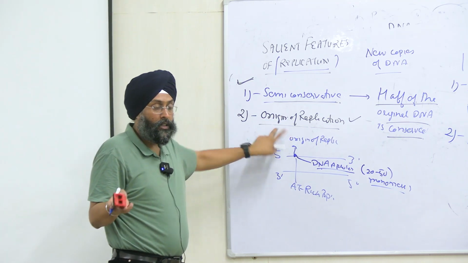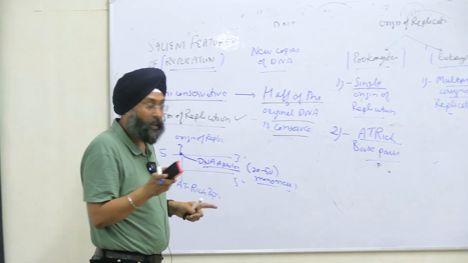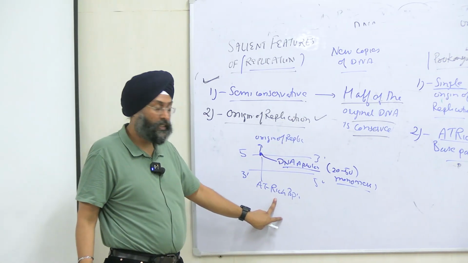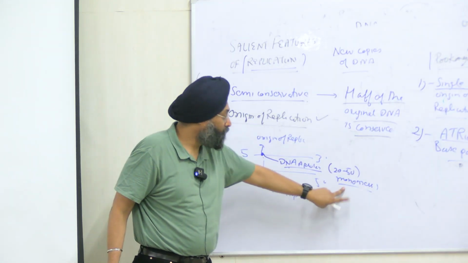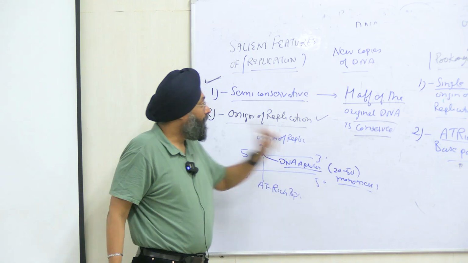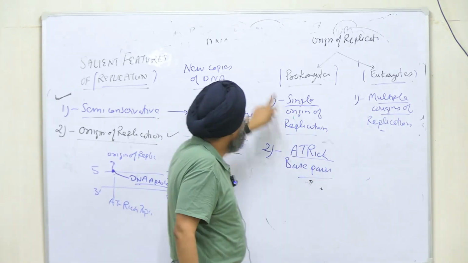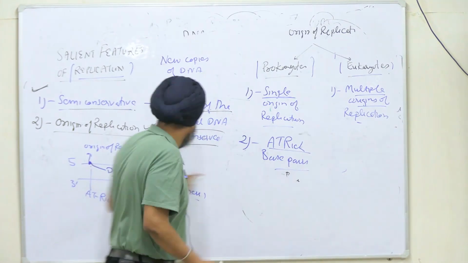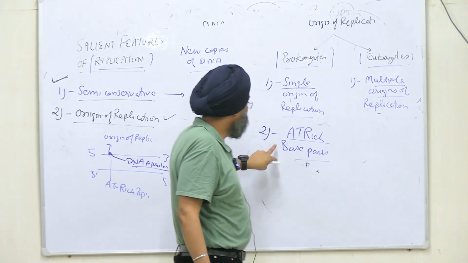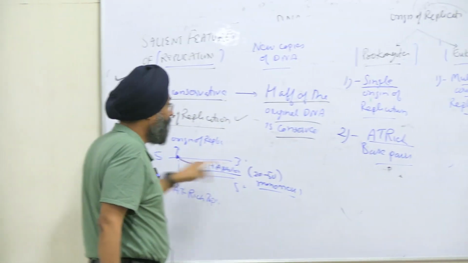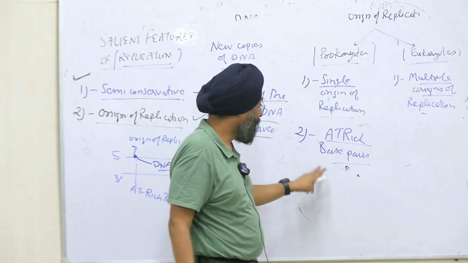Second is origin of replication, the point at which replication starts. Origin of replication is highly rich in AT-rich base pairs, and at that point a DnaA protein is attached that contains 20 to 50 monomeric units, right? And moreover, there is a difference between prokaryotes and eukaryotes. In prokaryotes, there is a single origin point, only one. But in eukaryotes, there are multiple points. And the point at which it starts is highly rich in adenine and thymine base pairs.